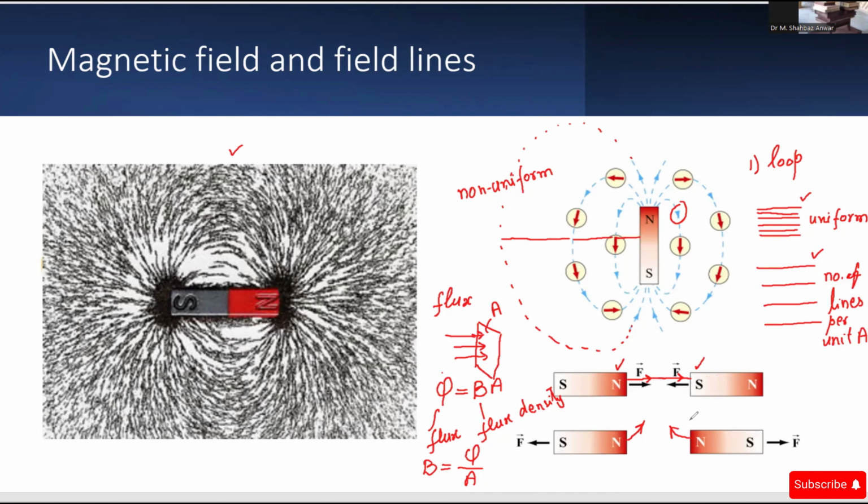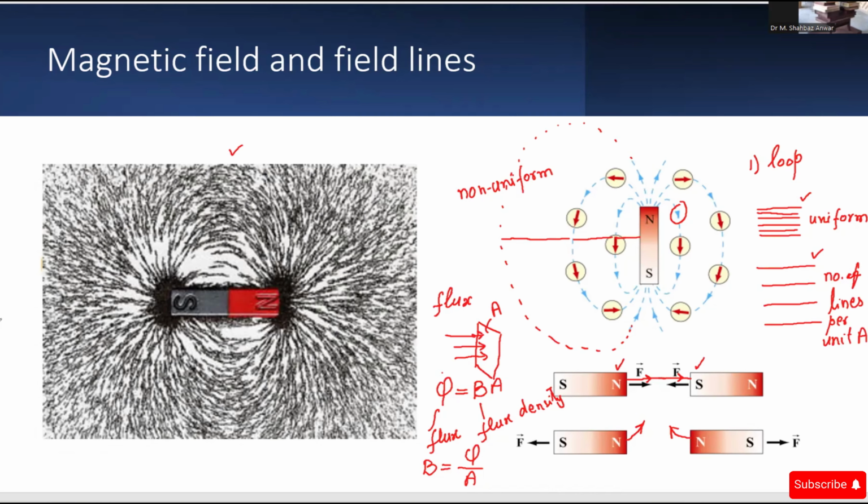So here we understood about the magnetic field and magnetic field lines, and how we can understand the properties of magnetic field using the concept of magnetic field lines.